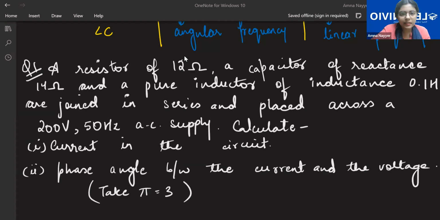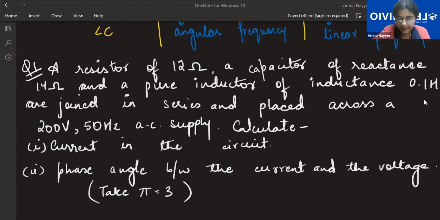So see, what is this? Just tell me the symbols for each of them. 12 ohm is a resistor, so it's R. The capacitor reactance of 14 ohm is XC. And what is 0.1? Is it XL? No, it's not reactance. It's inductance.